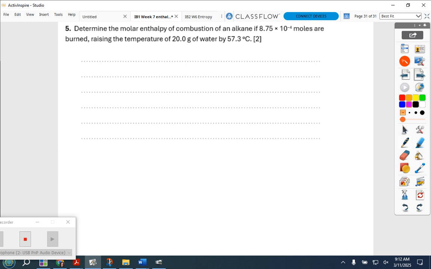Okay, this one, and again, this is on me, a little bit of the wording may have thrown people off. Like, what's an alkane? How do I know what an alkane is? It doesn't matter what it is, because you're being given a number of moles of a substance that is being burned. You're given a delta T. We're raising the temperature by 57.3 degrees Celsius, so this is our delta T, the change in temperature. We've got a mass, and water, we know, is 4.18. So we can get the enthalpy of this by using Q equals MC delta T and then dividing by the number of moles.